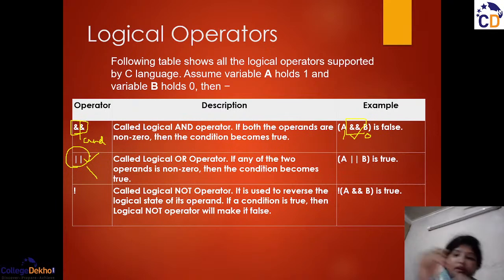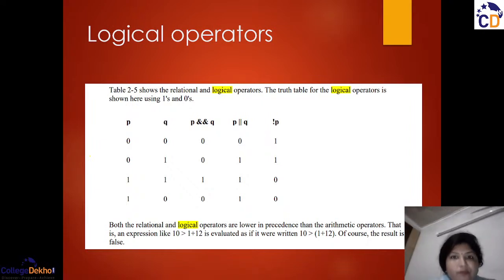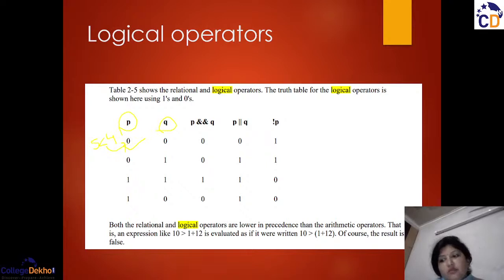Let us see some examples of how it is used and what the truth table is for the logical operators. Here are the P values and here are the Q values. Suppose your condition P is giving you a false result. How is it giving false? Let me show you: 5 is less than 4? Obviously, no. So this condition is false, and it is going to return 0.